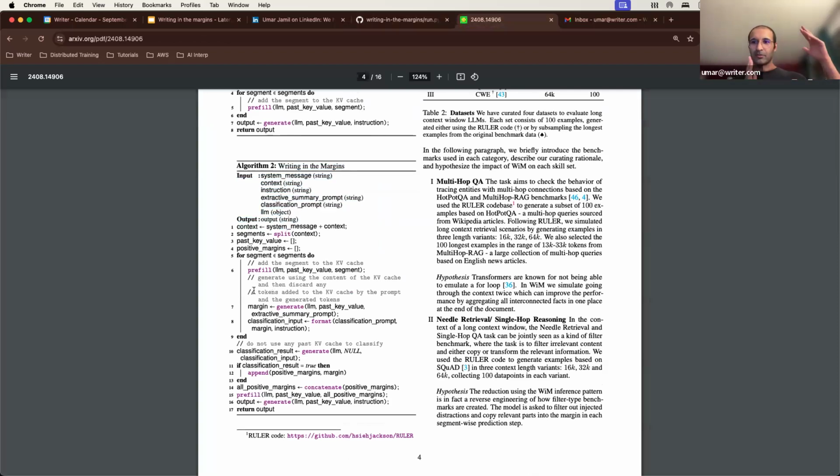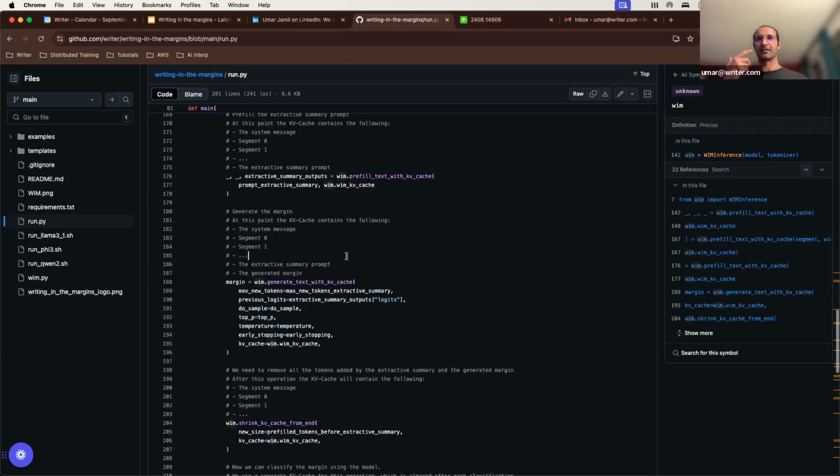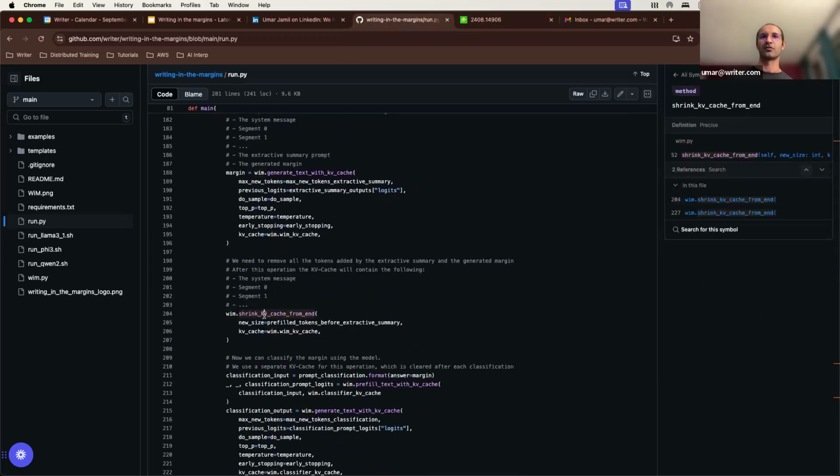So how we split into segments, how we prefill into the KV cache, and how we delete stuff from the KV cache is present here. Here you have a very simple view, and we also show the state of the KV cache at each line of code so that the user can understand what is happening. And this is the code for the method that we use to delete stuff from the KV cache.